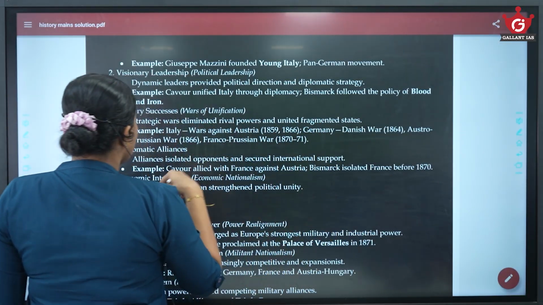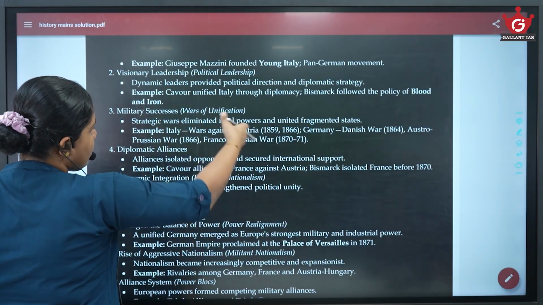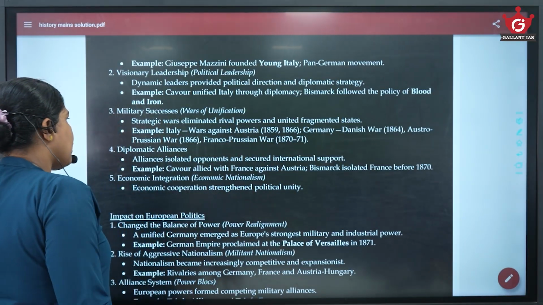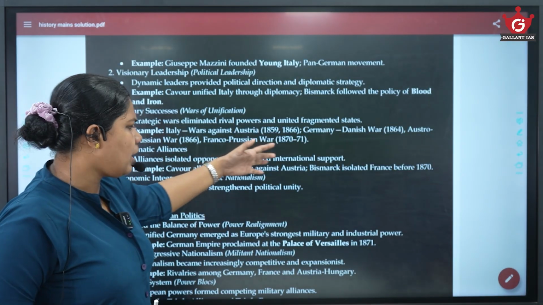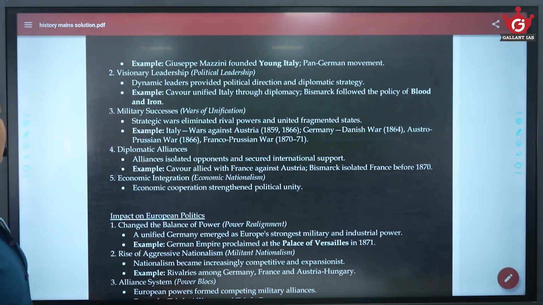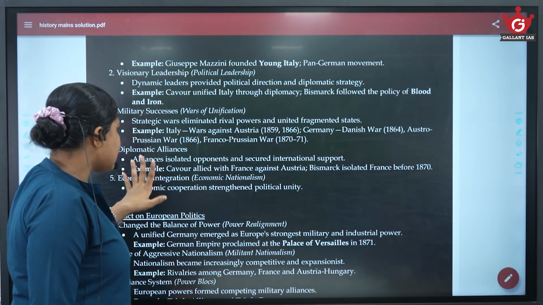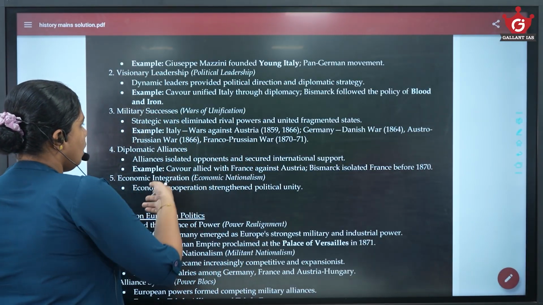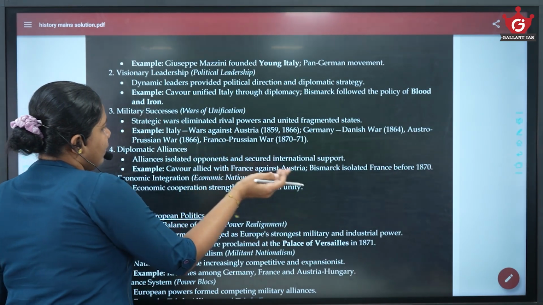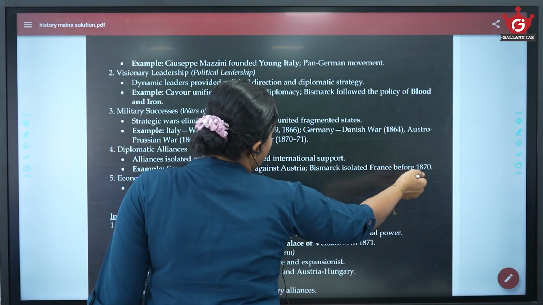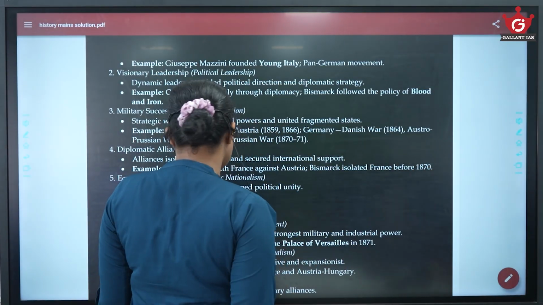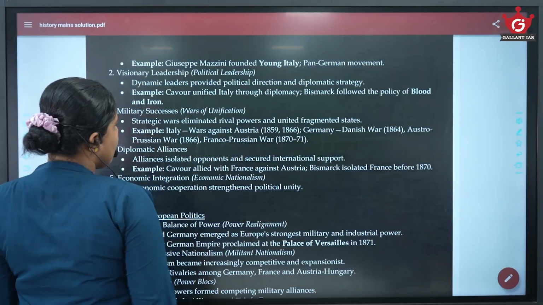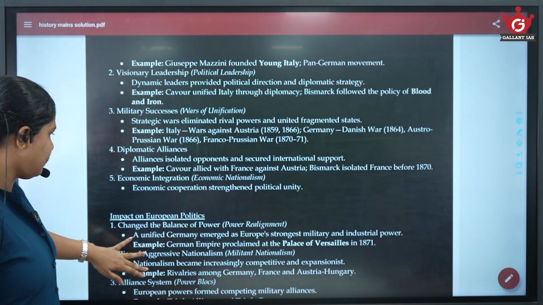If you know about Italy's wars against Austria, you can talk about the Franco-Prussian War, or you can talk about the Austro-Prussian War. If you know all these kinds of examples, give 1 or 2 examples. Next is the diplomatic alliances. Alliances isolated opponents and secured international support. You can talk about Cavour allying with France against Austria, and Bismarck isolating France before 1870. If you know, you can give this example. And next you can talk about the economic integration, economic cooperation and how it strengthened the political unity.